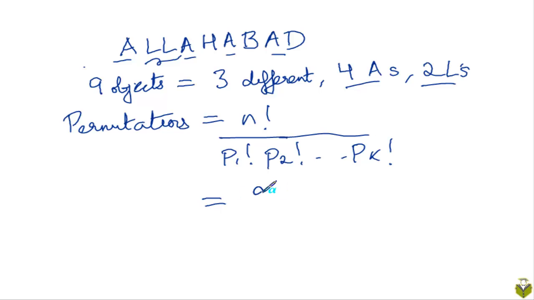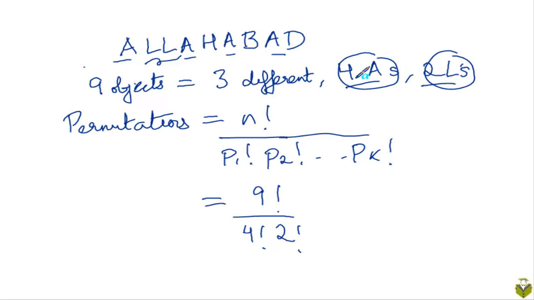So what is n in this case? N is 9, so n factorial is 9 factorial, and p1 is equal to 4, so p1 factorial, and p2 is equal to 2, so you will have 2 factorial here, right? So you just divide them into the categories which are similar, and whatever number they repeat is what you get here. So 4 times A is repeated, so you get 4 here, and 2 times L is repeated, you get 2 here. So if you just solve for it, you will get the answer.